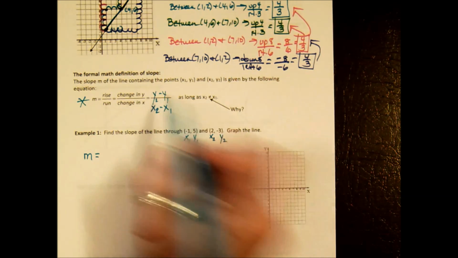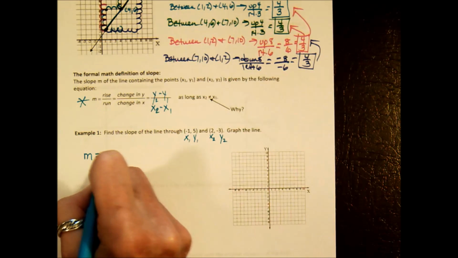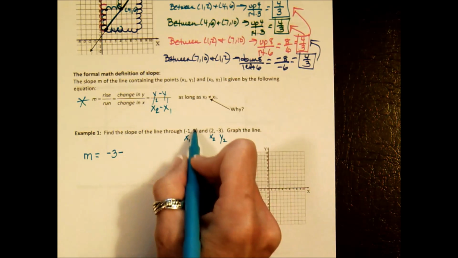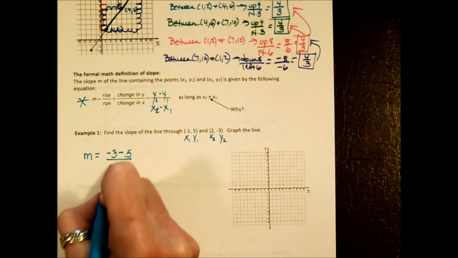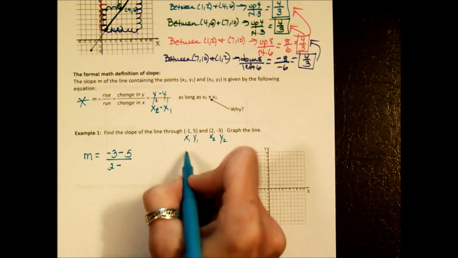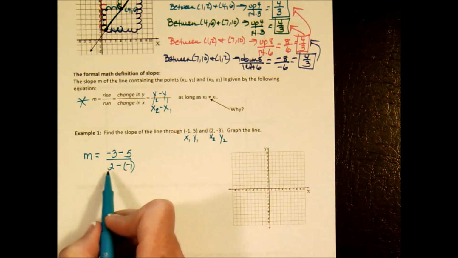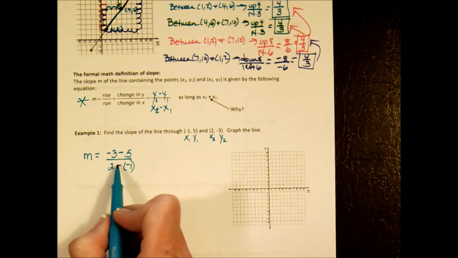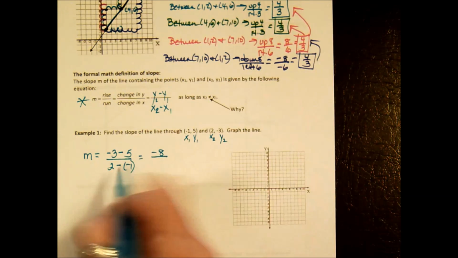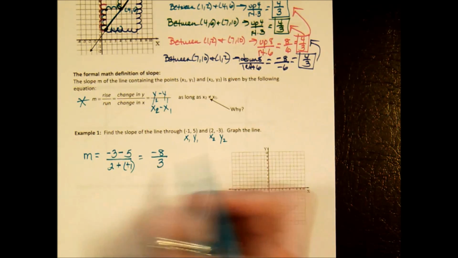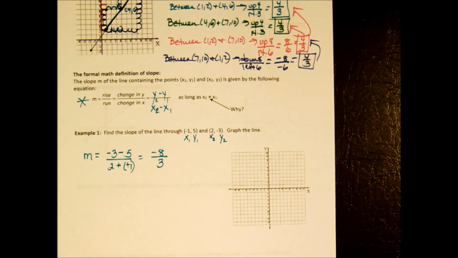y2 minus y1 would be -3 take away y1 over x2 take away x1. Be careful. It's not just 2 minus 1. It's 2 take away -1. Well, this is a -8. That makes a positive over 3, and my slope is -8/3.